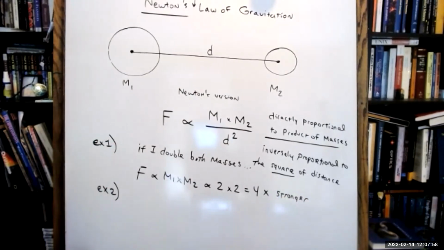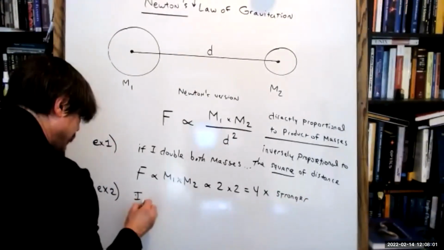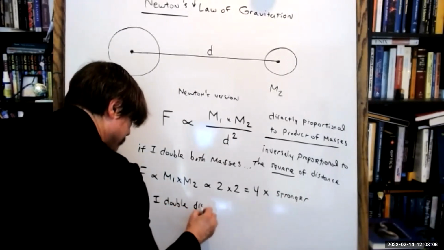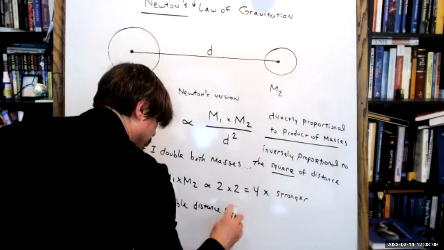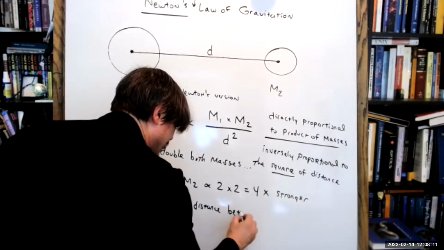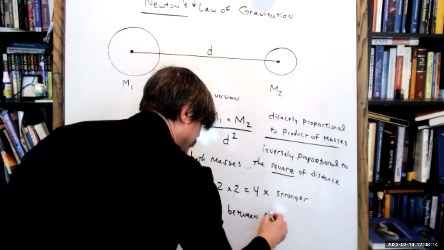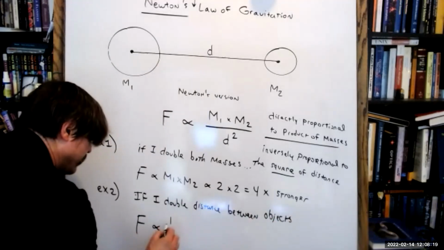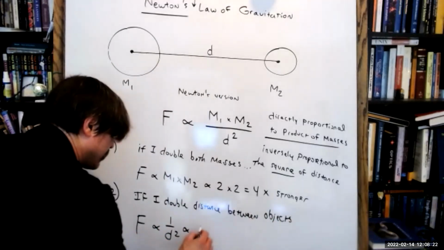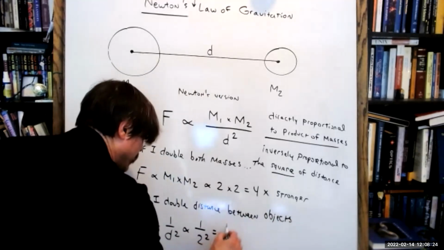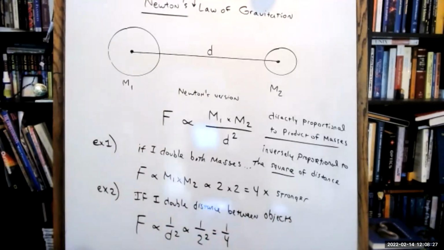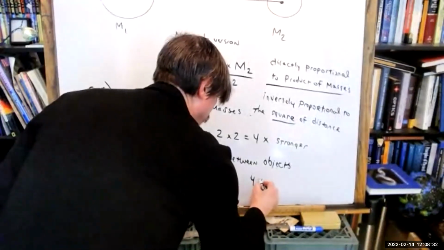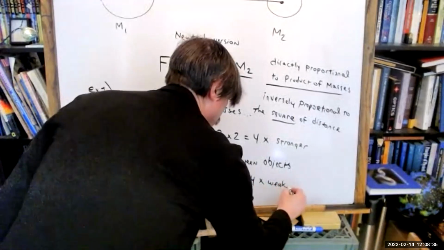In example number 2, if I double the distance between the objects, then the force is inversely proportional to 1 over d squared. And the new force would be 1/4 as great, or 4 times weaker.